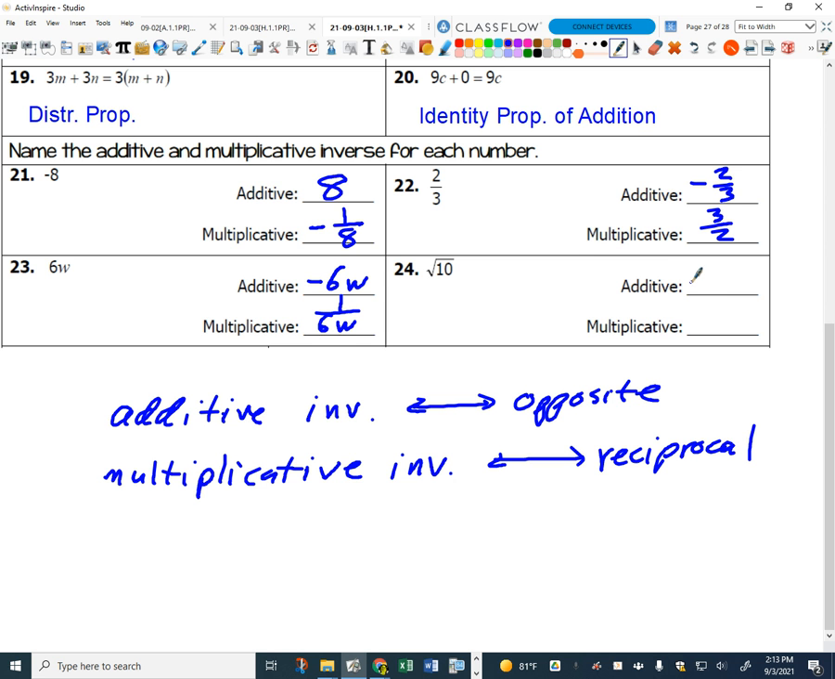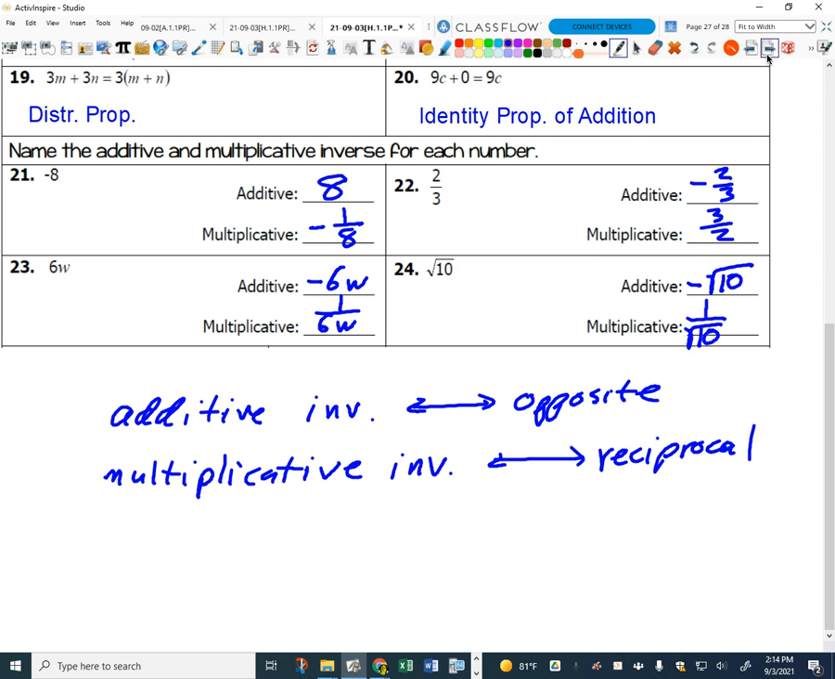Square root of 10? Negative square root of 10, right? So what about this one? What's the multiplicative inverse? You may be thinking, well, I thought there was no radical in the denominator, right? You can't have a square root in the denominator, and technically we shouldn't, but we're just going to leave it like that for now. We'll review that stuff later.